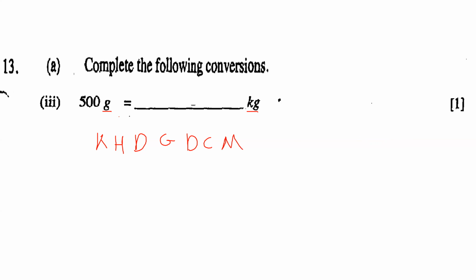And so we're moving from grams to kilograms. If we're moving from grams to kilograms, how do we move? Again, from grams to kilograms. So that's going to be 1, 2, and 3. So it's going to be 3 times to the left. Again, 1, 2, 3. So this is going to be 500.